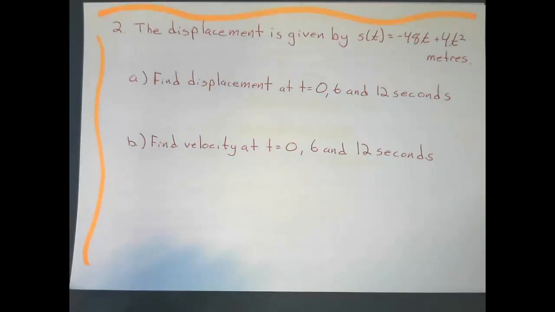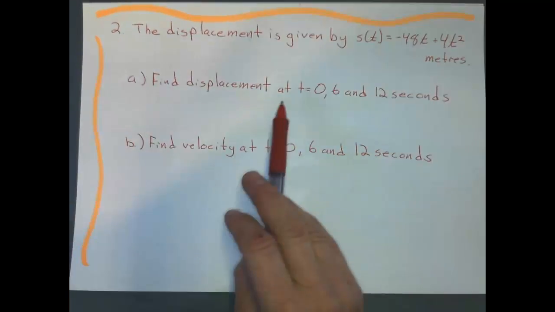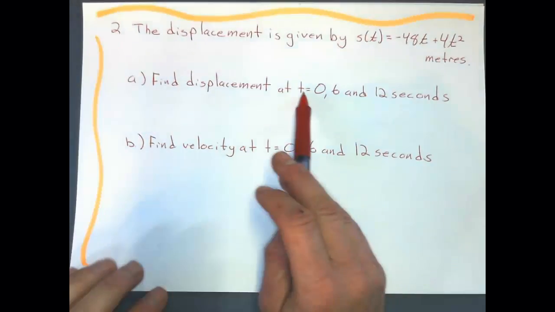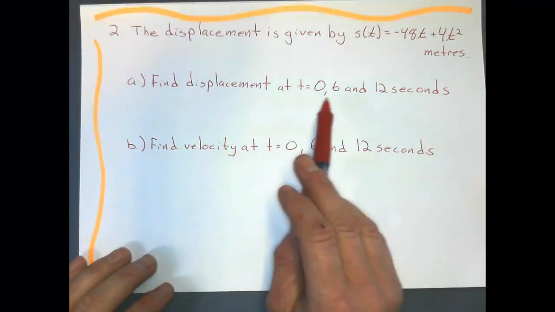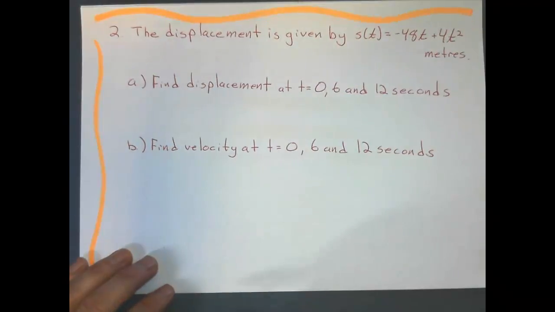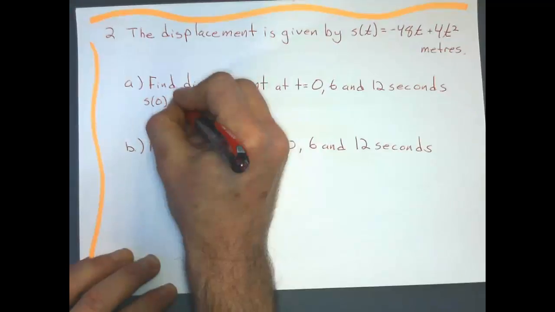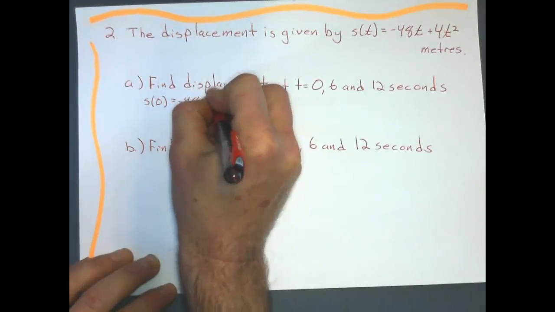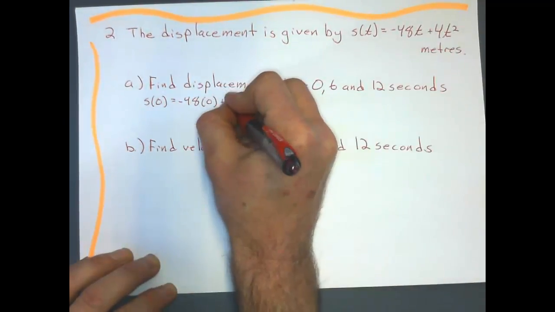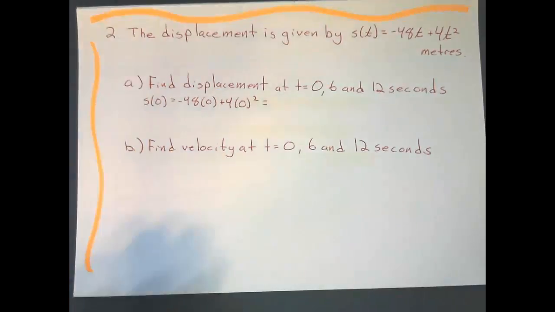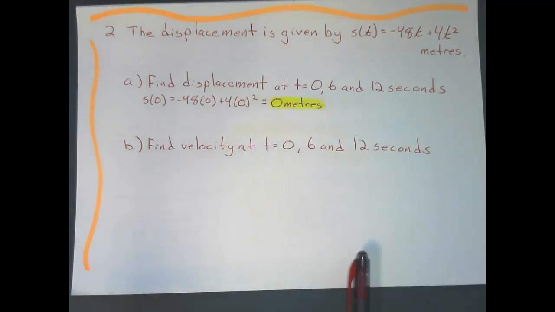Okay, next example. Displacement function we have right here. Find the displacement at the initial time, t equals 0, 6 seconds, and 12 seconds. No calculus needed here. I just substitute each of these into my displacement function. So I'd say S of 0 is negative 48 times 0 plus 4 times 0 squared. And after I substitute all that in, that will give me my displacement in meters. So at 0 seconds, it has gone 0 meters.